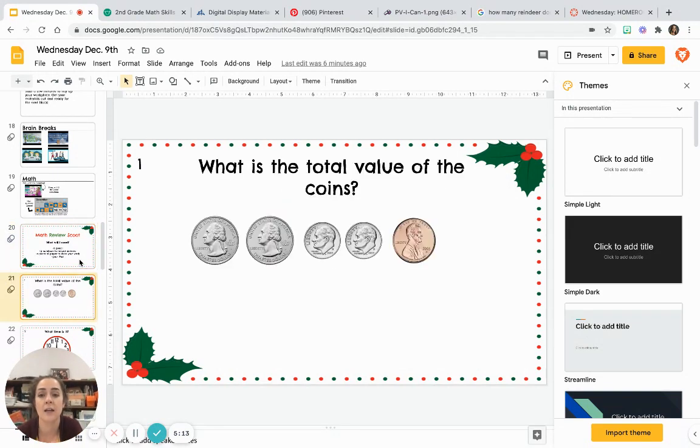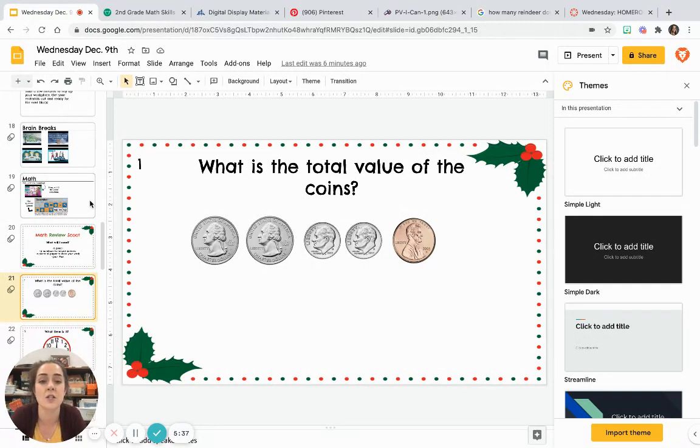So here's the first card. You'll notice that in the top left corner, there's the number of the card. So this is card 1. On my recording sheet, I'm going to use the same page to show my work. So I'm going to write a 1 on the side by the red. Do you guys see that? I have Math Scoot, the date, and then I have a 1.